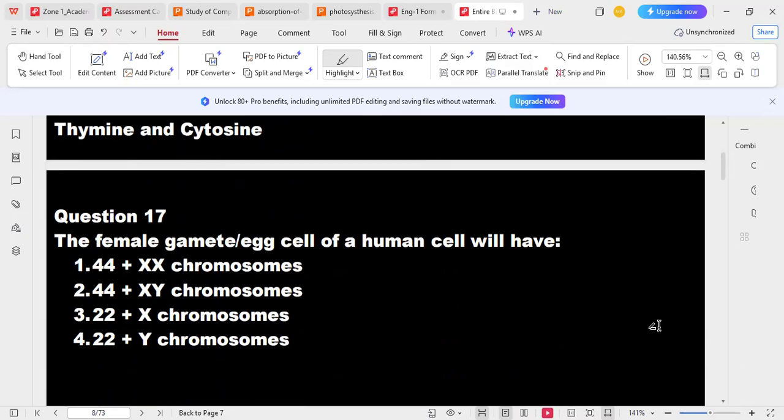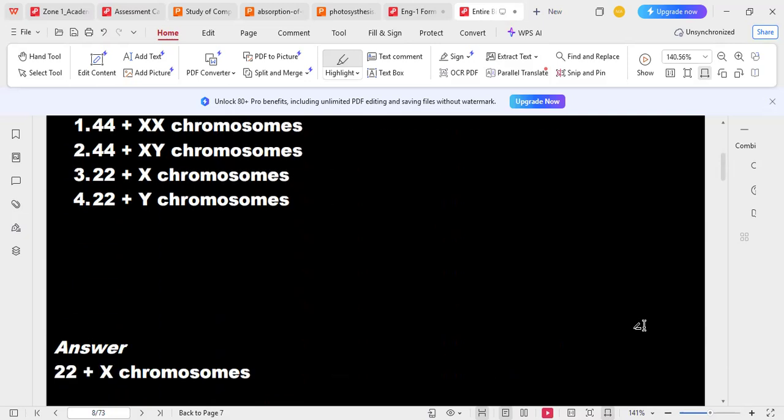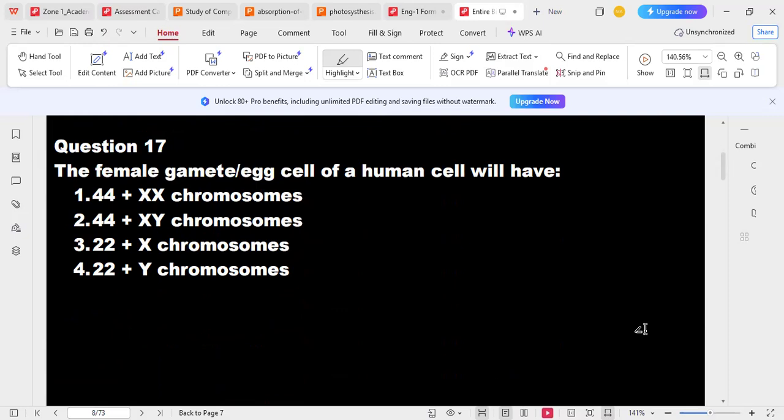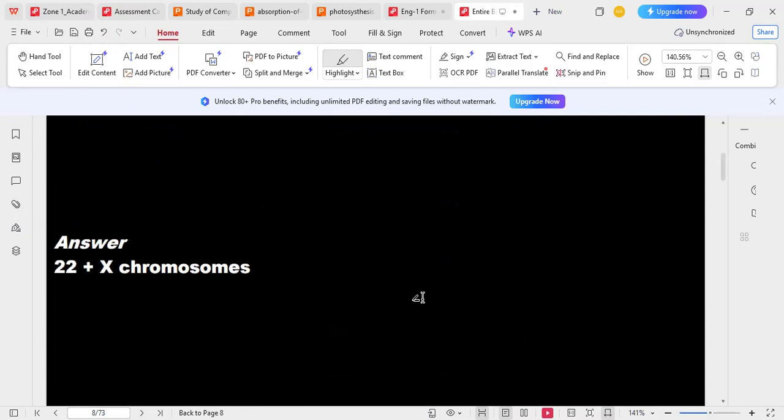Now, coming to the last question, the female gamete or the egg cell of a human will have. I guess this question is partially repeated, but there is a change. That earlier question was asking after the gamete formation, right? But this is asking when the gamete formation is not yet done. So the female gamete cell before it fuses will only have 22, and then it comes from the male that is again having 22, and that fuses to form 44. So this is 22X because it is again a female gamete. So it should be 22X, option C, and that's the correct answer.